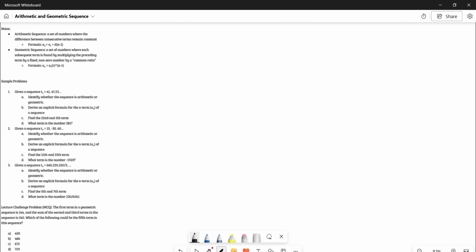Welcome to today's lecture on arithmetic and geometric sequences. Today we'll be going through the definition of a sequence and learn about two different specific types of sequences, arithmetic sequences and geometric sequences. And then we'll also go through some sample problems for today on the left.